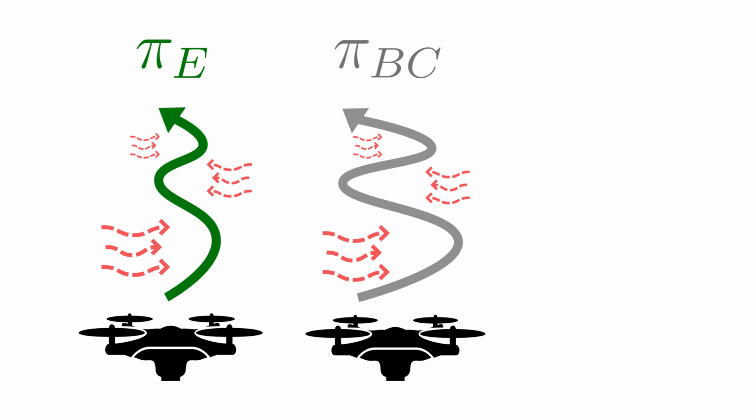If they ignore the fact that it was the wind that was the root cause of this correlation, they might attempt to reproduce the swerving behavior of the expert, causing them to deviate even further at test time due to the continued influence of the wind.